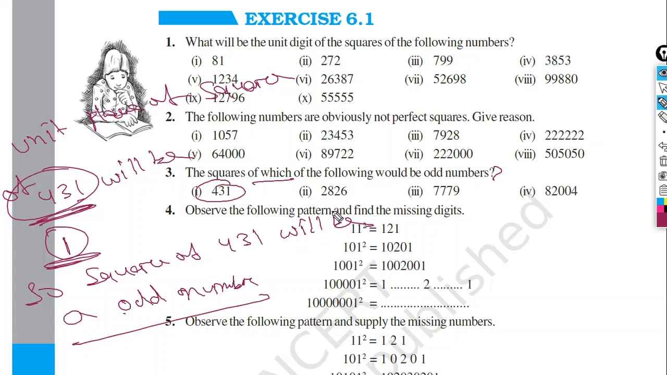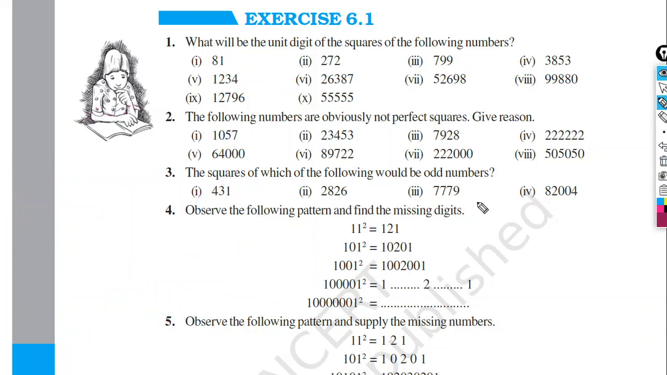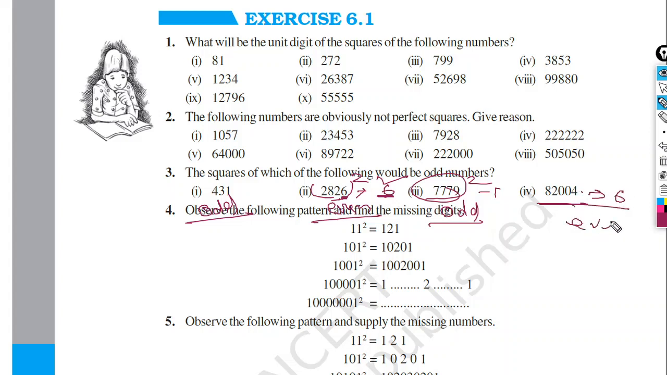Similarly, the writing pattern will be the same for all the questions. You will just solve the questions. Now you can see unit place is 6, so 6 square is 36. So if you find the square of 2826, the unit place will be 6, so it will be an even number. This was odd. Here 9 nines are 81, so unit place will be 1, so the square of this number will be an odd number. Now here you see 82,004. If you find the square, the unit place will be 4 fours are 16, that means 6, so it will be an even number. In this way we can find.